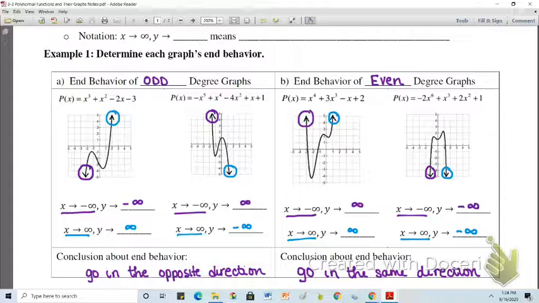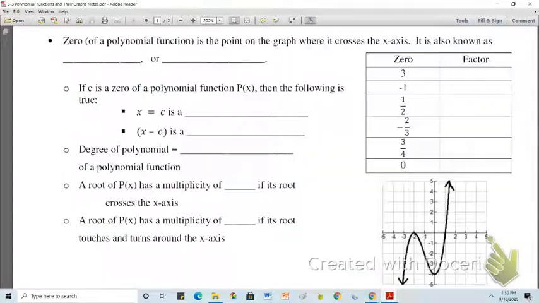So next we're going to talk about zeros of a function. The zeros of a polynomial function is the point on the graph where it crosses the x-axis. This is also known as a root or an x-intercept. So anytime I ask you for a solution, a zero, a root, an x-intercept, it's all asking for the same thing. Where does it cross the x-axis?